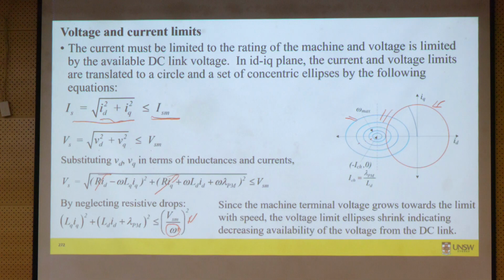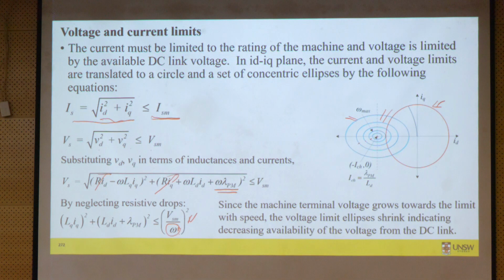The shrinking of the ellipse means that you have limited voltage as the speed starts to increase, because your voltage is fixed by your battery or by your source. But with speed, this term, omega times lambda PM, is always going to increase, okay? So your limit is also shrinking, which is represented by the shrinking ellipses.